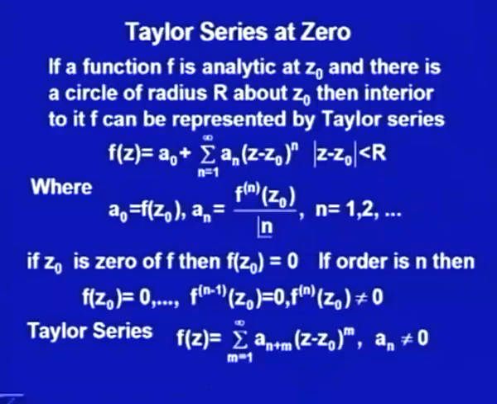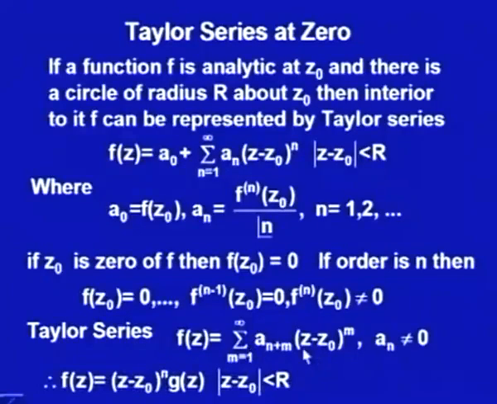What it says is that I could write it as (z minus z naught) to the power n, which I can take out, and then multiply with g(z). So I could write f(z) as (z minus z naught) to the power n times g(z), in the region |z minus z naught| less than r. Now if I take f at z naught, I would get 0 from here, and here it will be g of z naught.